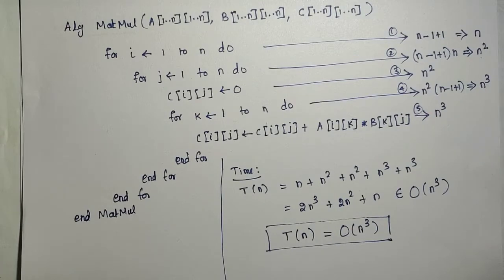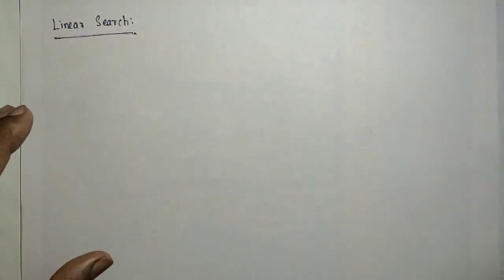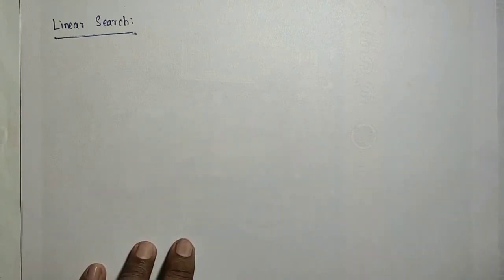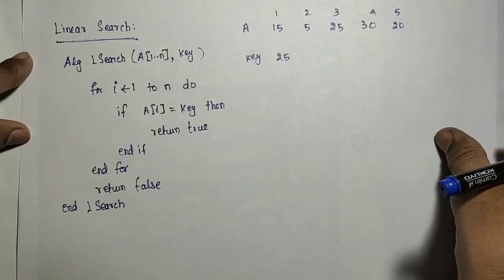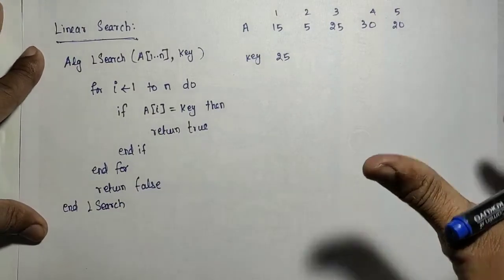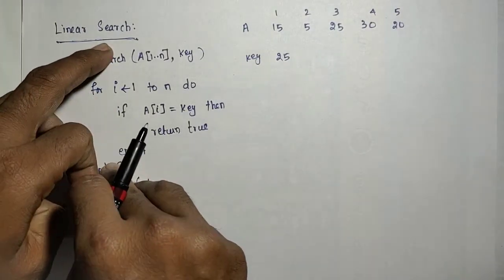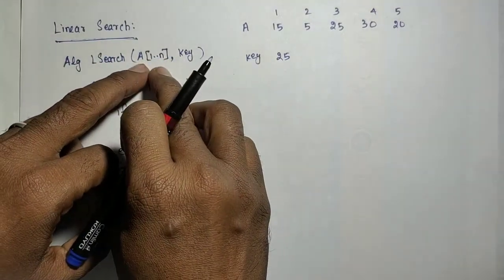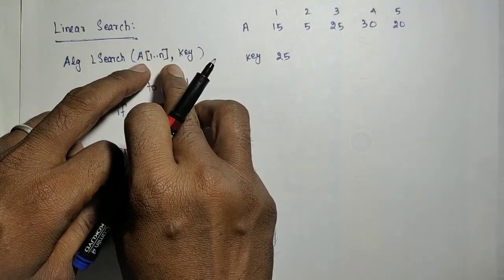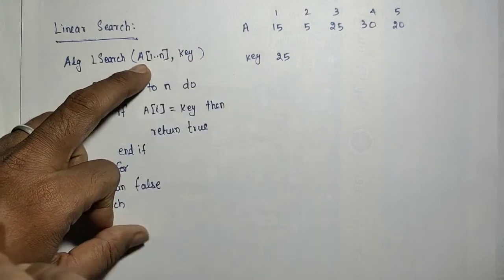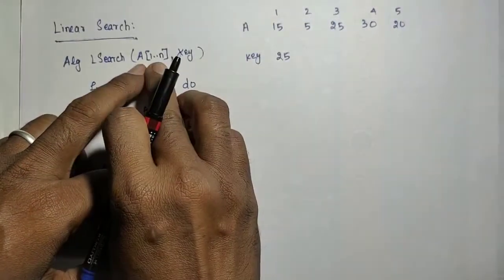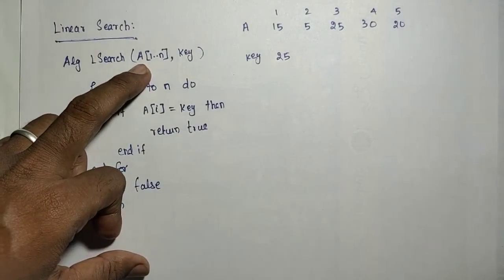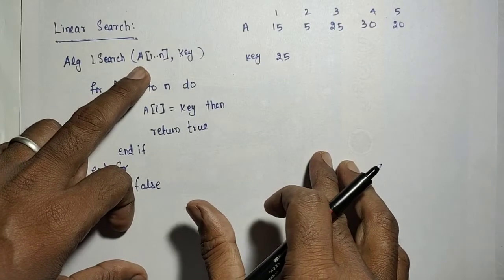For that we have taken one example, linear search. First we will write that algorithm. So this is a linear search algorithm. The problem is searching an element from a list of elements. So the input is an array, the list of elements, and the element to be searched, that is the key. The array has a fixed size n.